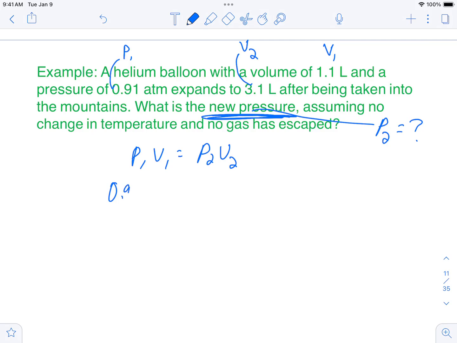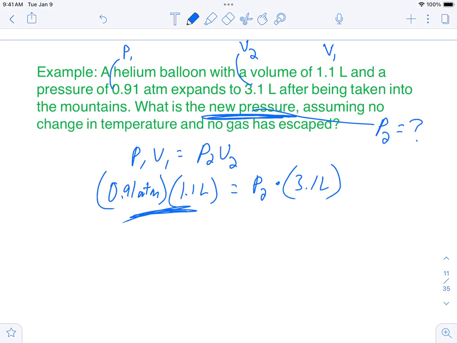So my P1 is 0.91 ATM. My V1 is 1.1 liters. My P2 is like my X in my algebra equation. I don't know what that is. And my V2 is 3.1 liters. Now just with math, I'm going to multiply the left side together, and I'll end up dividing both sides by 3.1 liters. You can do this ahead of time, or do it as one big step. That'll work too. Just watch your significant figures.